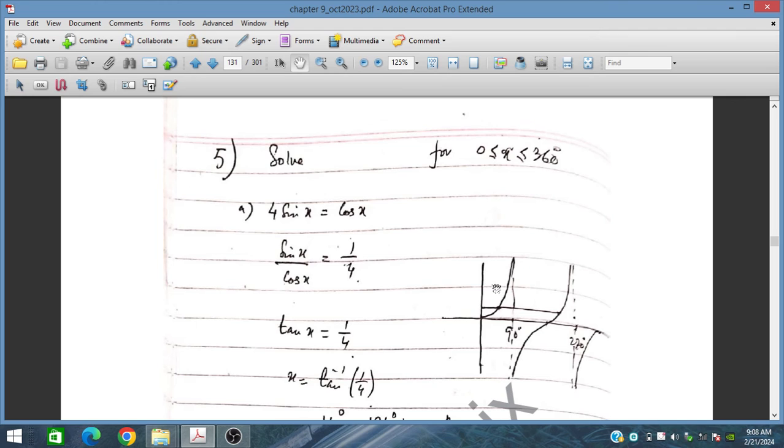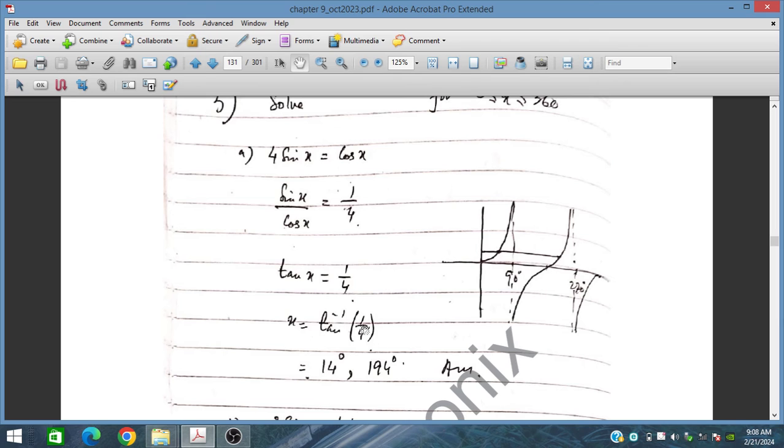Now question number 5, we have to find the solution of 4 sin x equal to cos x, and from this we rearrange it, and sin x upon cos x is 1 upon 4. So tan x is equal to 1 upon 4, x is equal to tan inverse of 1 over 4. This is 14 degrees and 194 degrees as the answer.